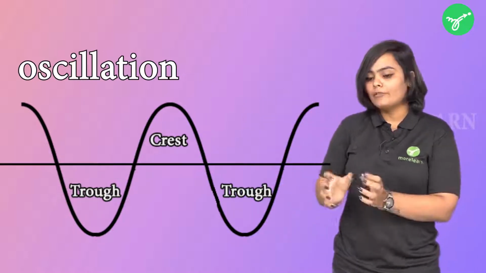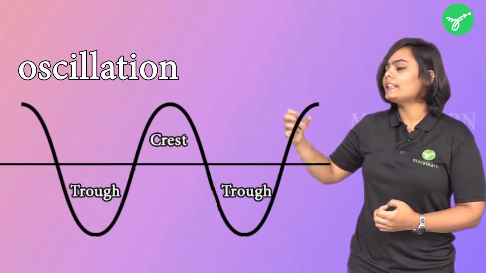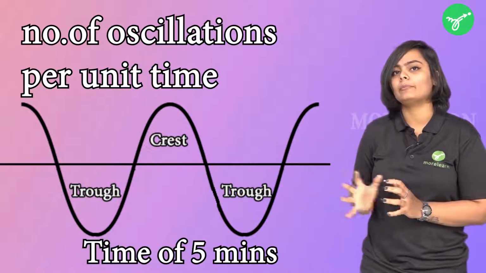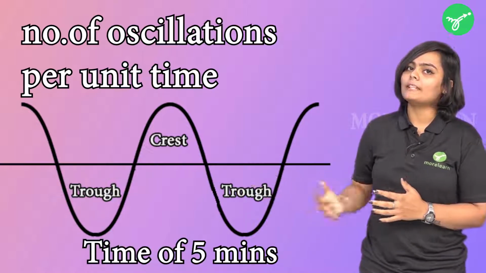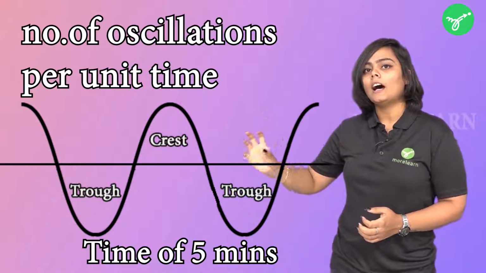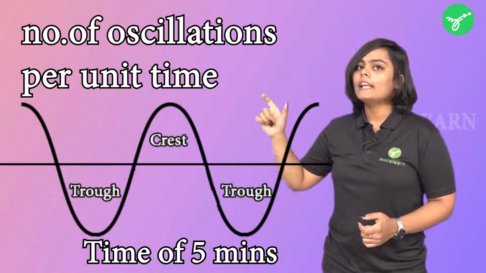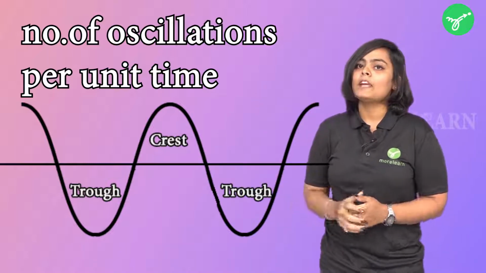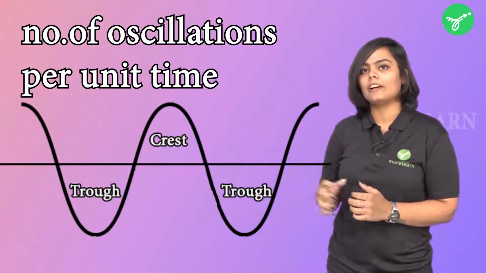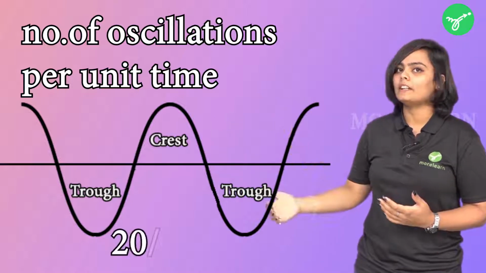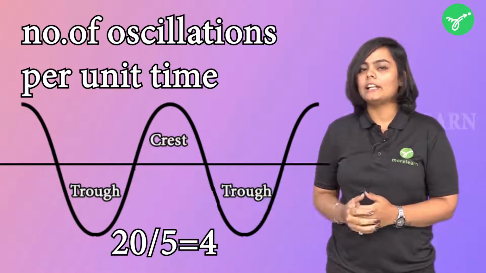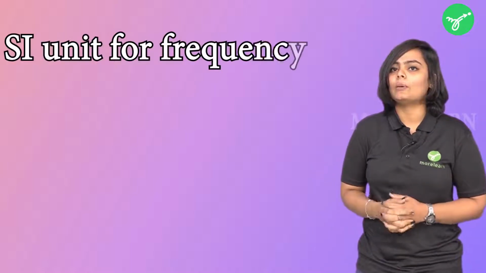Now when I have to define frequency, I would say the number of these oscillations per unit time. Say suppose I fix a time of 5 minutes. When I'm fixing a time of 5 minutes, I would see how many such complete oscillations are passing through one particular point in that unit time, that is 5 minutes. Say suppose 20 oscillations have passed in that particular 5 minutes. So the frequency would be 20 divided by 5, that is 4. So this is how frequency can be calculated, and the SI unit for frequency is hertz.